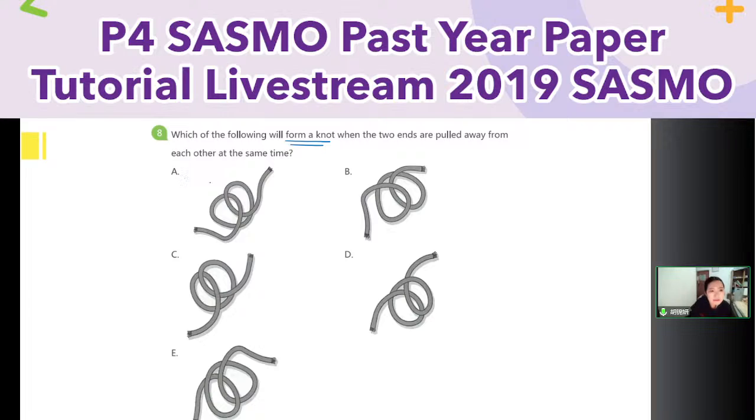So let's take a look at A. It goes in like this, then like this. Will it form a knot? You can think about it. No, because it doesn't go through a hole. So it's no. And how about B? B is easy to tell, right? No. And how about C?